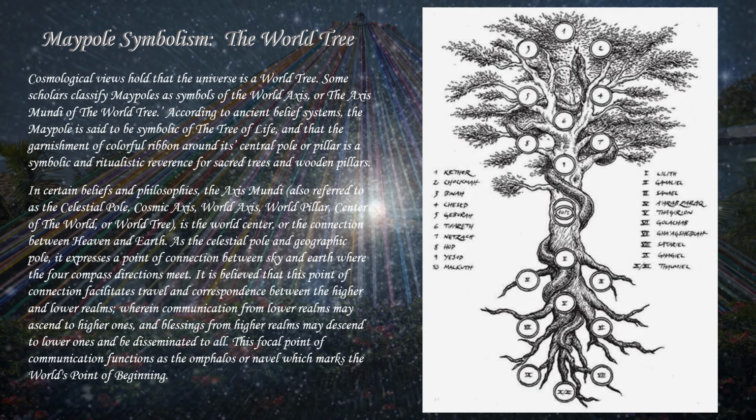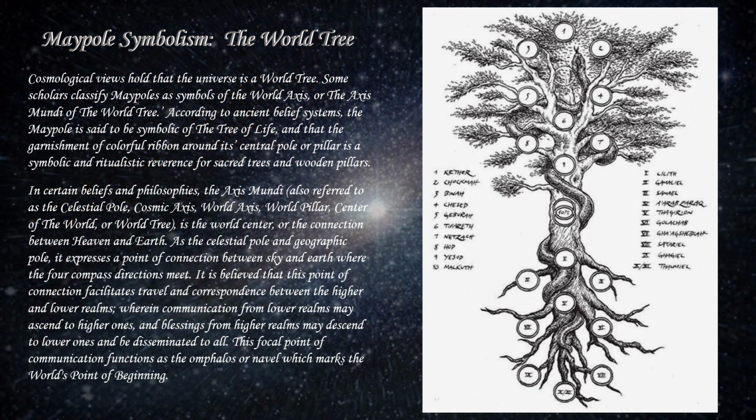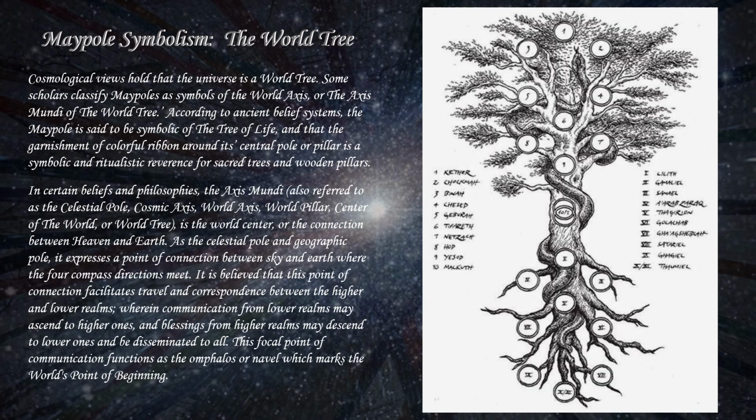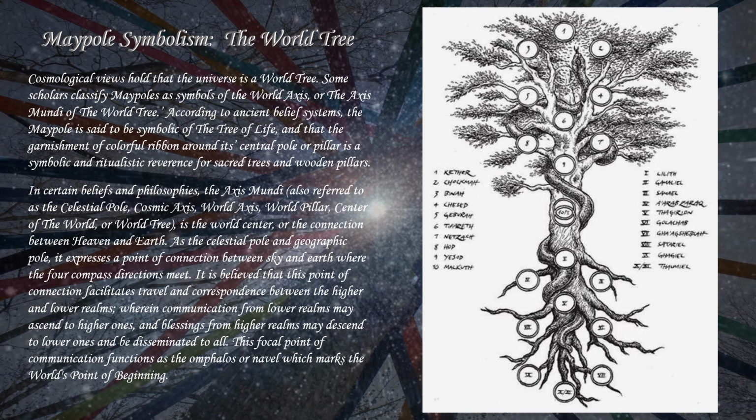wooden pillars. In certain beliefs and philosophies, the axis mundi, also referred to as the celestial pole, cosmic axis, world pillar, center of the world, or world tree, is the world center, or the connection between heaven and earth. As the celestial pole and geographic pole, it expresses a point of connection between sky and earth where the four compass directions meet. It is believed that this point of connection facilitates travel and correspondence between the higher and lower realms, wherein communication from lower realms may ascend to higher ones, and blessings from higher realms may descend to lower ones and be disseminated to all.